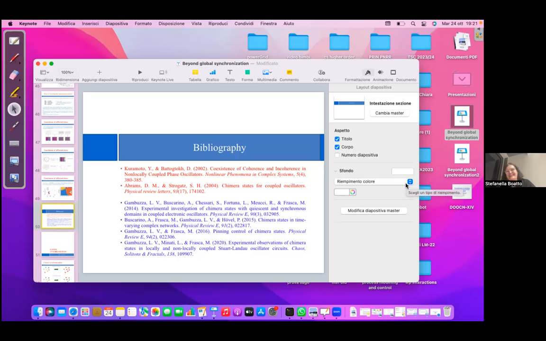Yes, in opinion dynamics, it's very common to see the cluster state, the cluster synchronization, in which, for example, the individuals split into different groups, and inside each group have a common opinion, but this opinion is different from all the other groups.